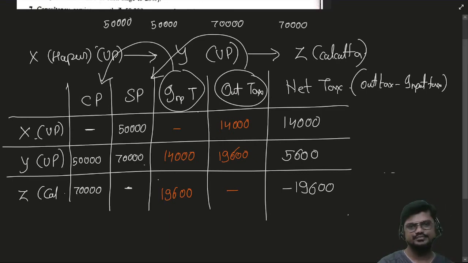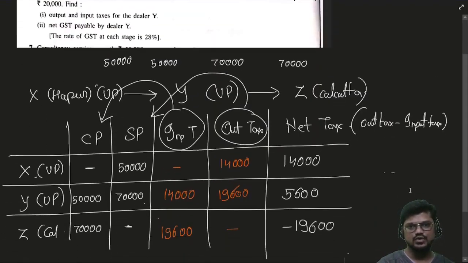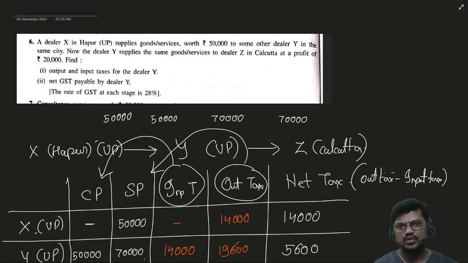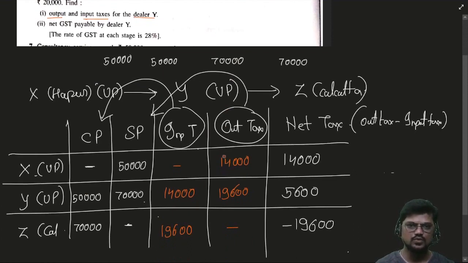Now, whatever you want, you'll get everything here. What are the output and input taxes for the dealer Y? The output tax is 19,600 and the input tax is 14,000. Clear?